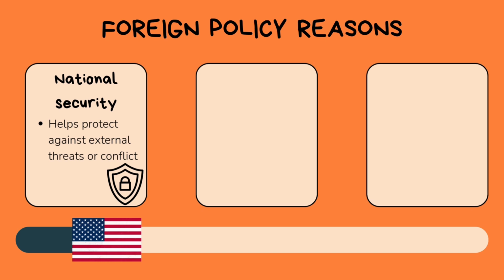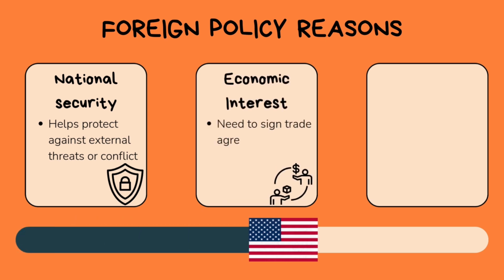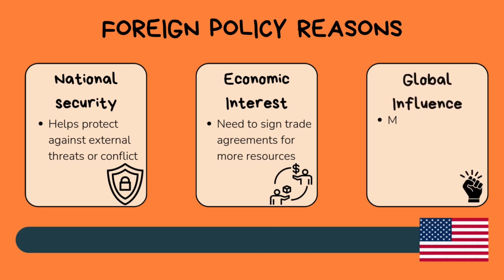The second is economic interest. The U.S. needs to sign trade agreements with other nations to have access to more resources. The third is global influence and diplomacy. By having more international partnerships, they can make sure in times of crisis that they have partners to have their back.